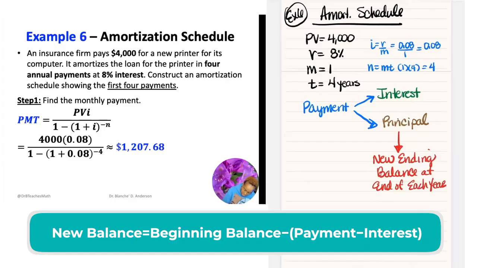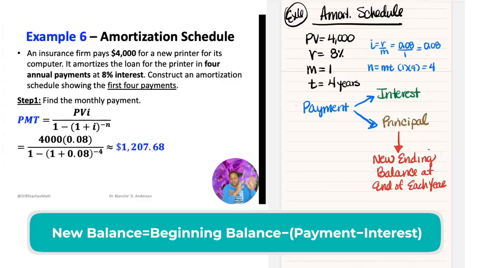Okay, so you're always going to start with the payment. When you make a payment, some is going to go to the interest and some is going to go to the principal. Whatever goes to the principal, you're going to take that and subtract it from what you started with. And then that's going to show you your new ending balance for that year. So every year you're going to make a payment. This amount went to interest. This amount went to principal. This is what my remaining balance is.